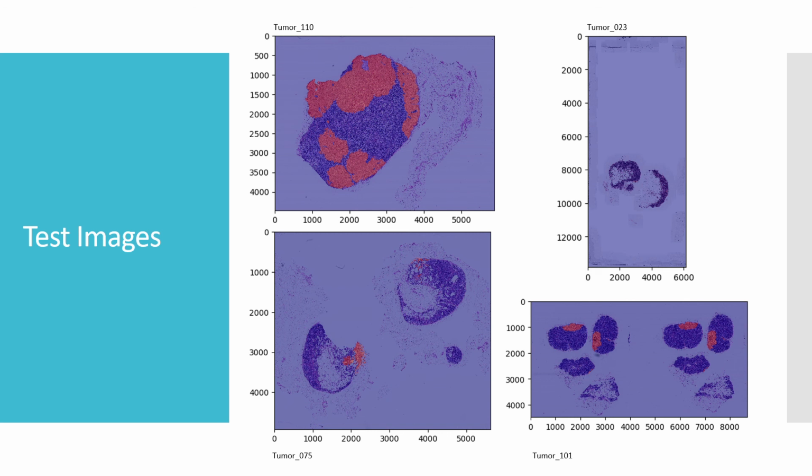Tumor 075, it's more noticeable, but there's also very little. And then tumor 101, which is an interesting slide since it looks like it's almost duplicated, has a decent amount of tumor cells as well.